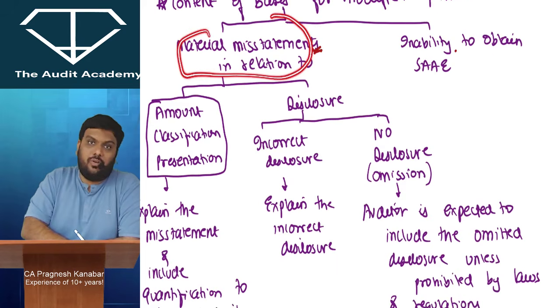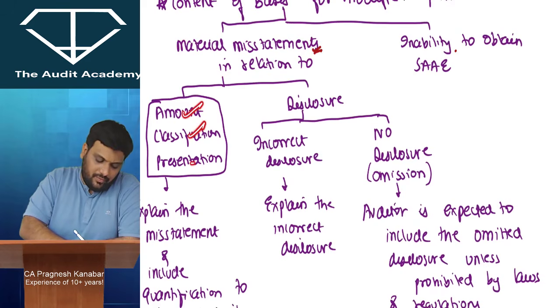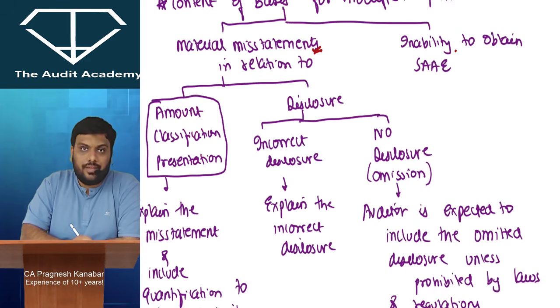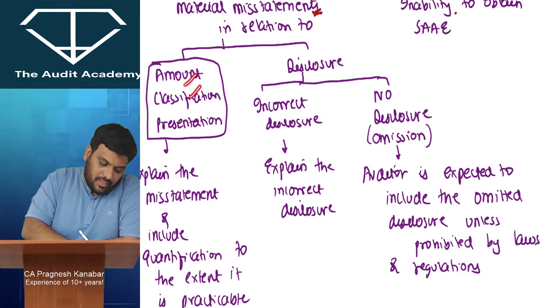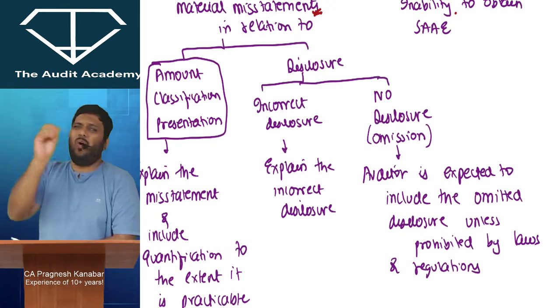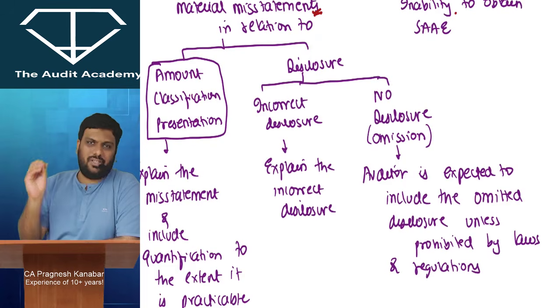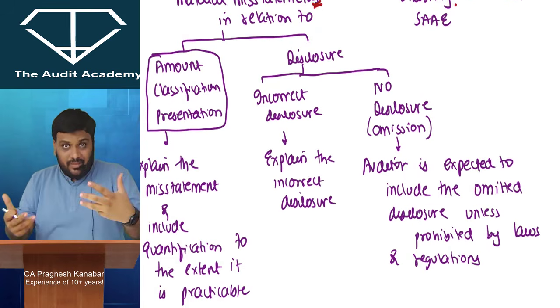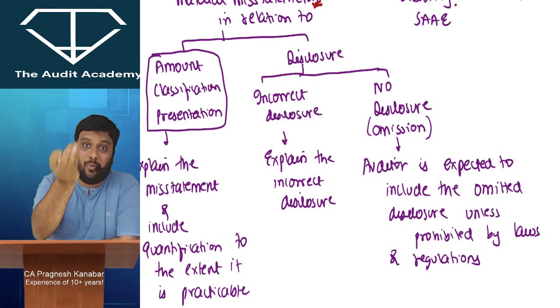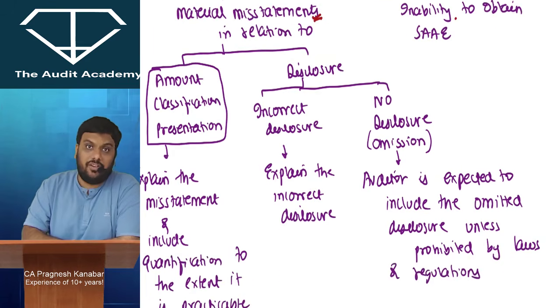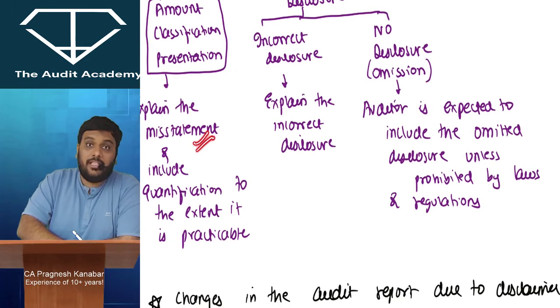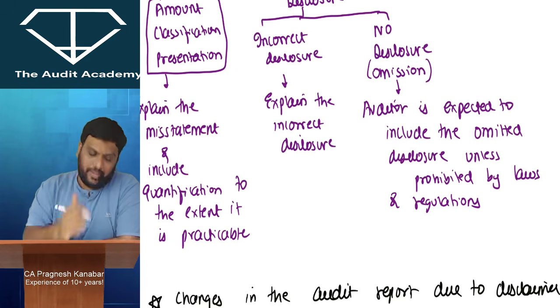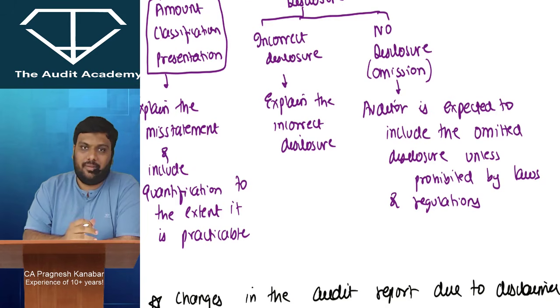Material misstatement could be in relation to amount, classification, presentation, or disclosure. If it is in relation to amount, classification, or presentation, let us say some amount has gone wrong, then the Institute expects that you explain that properly in your basis for modified opinion paragraph. Explain the misstatement and include the quantification, that is, how much amount has gone wrong, to the extent it is practicable.